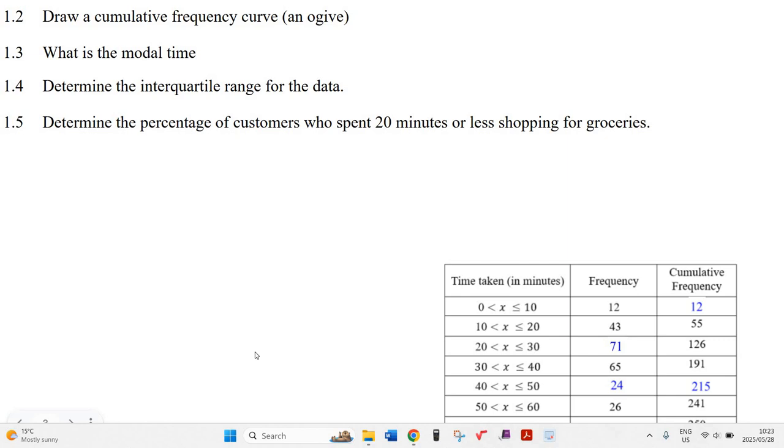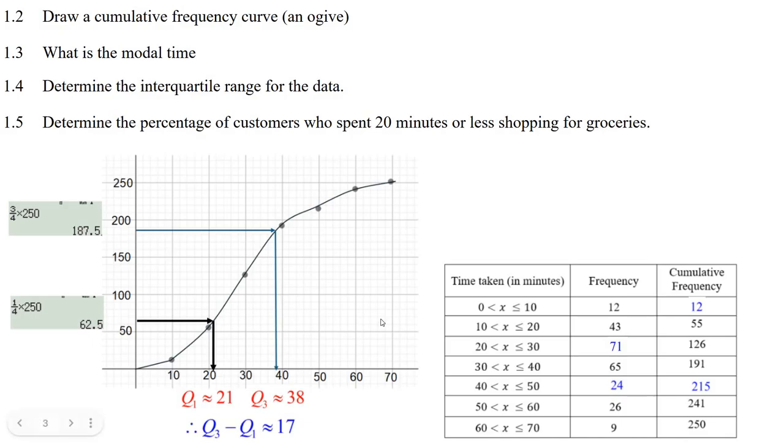Okay, let's try the second part of this statistics Ogive question here. We've got this frequency table, and now that we've got it all filled out, they ask us to sketch an Ogive curve. Well, we take these endpoints, 10, 20, 30, 40, 50, and 60, and we graph them to 12, 55, 126, all the way up to 250 on the grid that you're given.